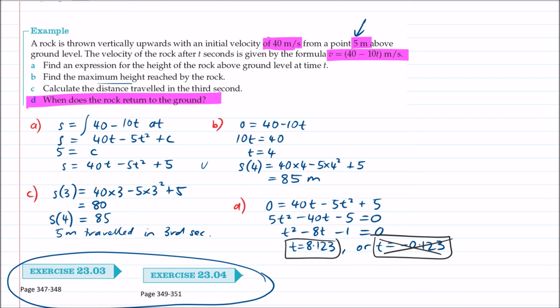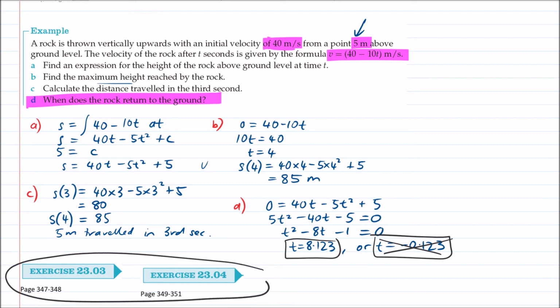Okay, I'll get you to have a go at these exercises to practice similar problems like this, but hopefully you're starting to see the link between distance, velocity, and acceleration, and how you get from one to the other using differentiation or anti-differentiation. Thank you.